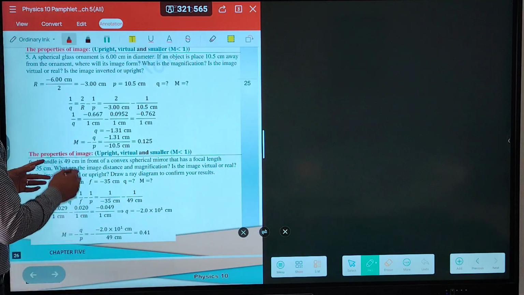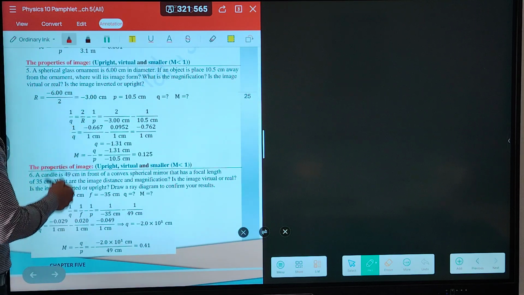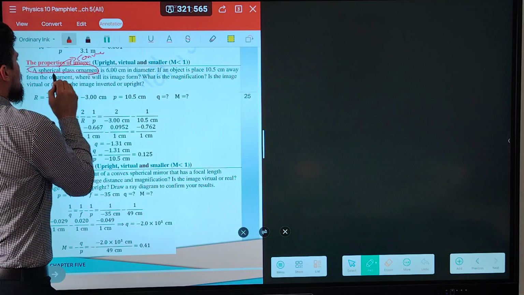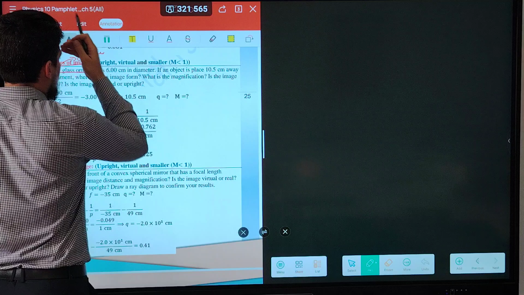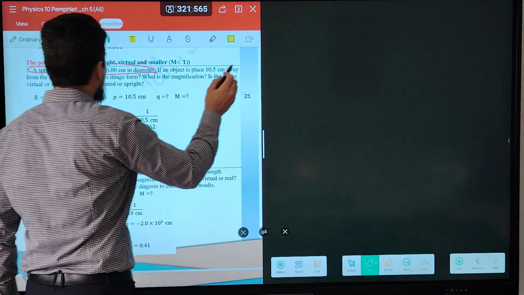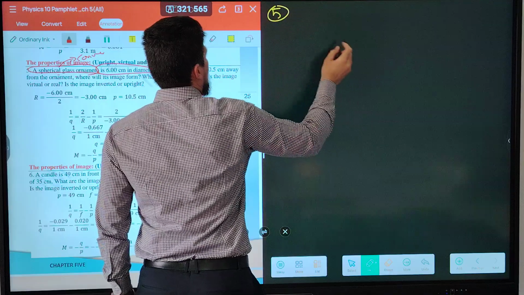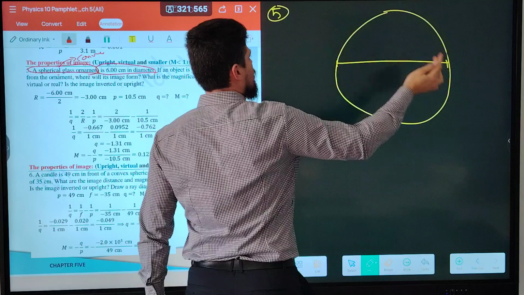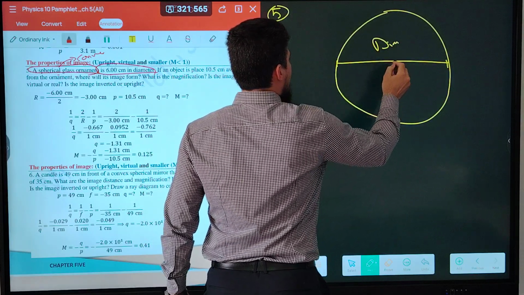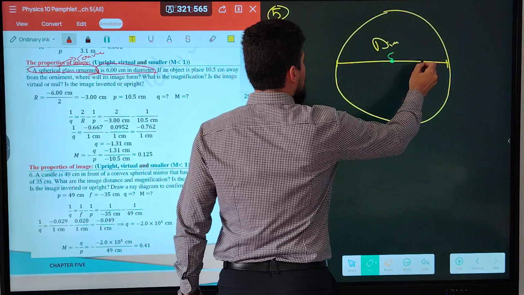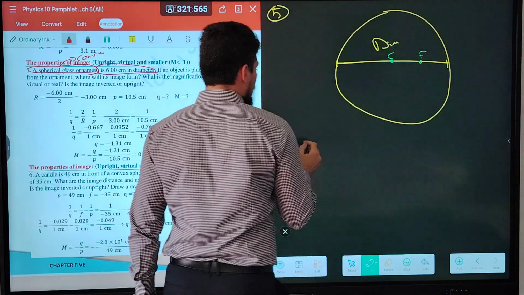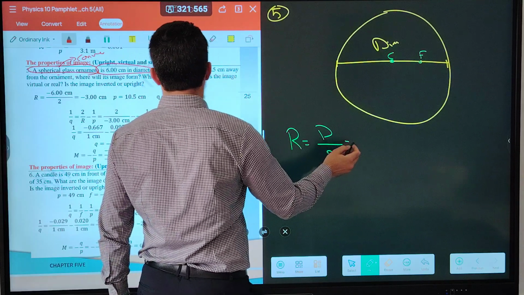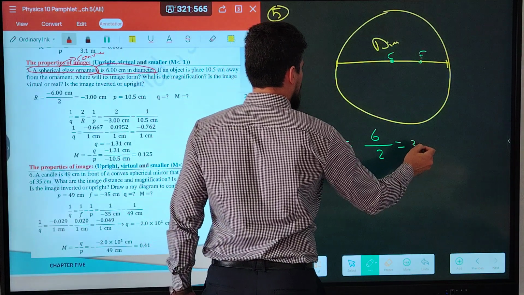Question 5, guys, look. A spherical glass ornament, so this is considered to be a convex. The spherical glass ornament is 6 centimeter in diameter. So we have diameter in this question. The diameter is the entire distance from this side of the circle to the other side. How can we determine radius of curvature? Diameter divided by 2. Here the diameter is 6 centimeters. 6 divided by 2 is equal to 3 centimeters.